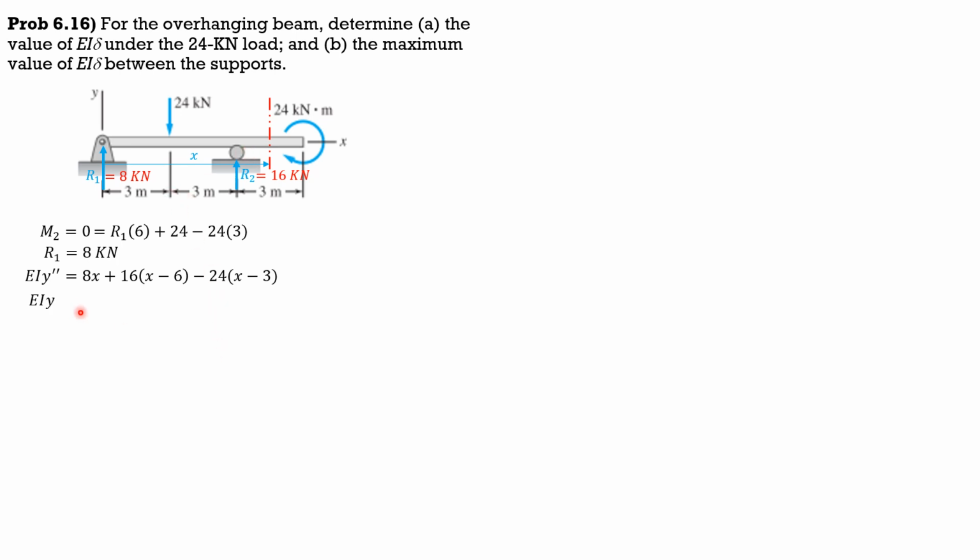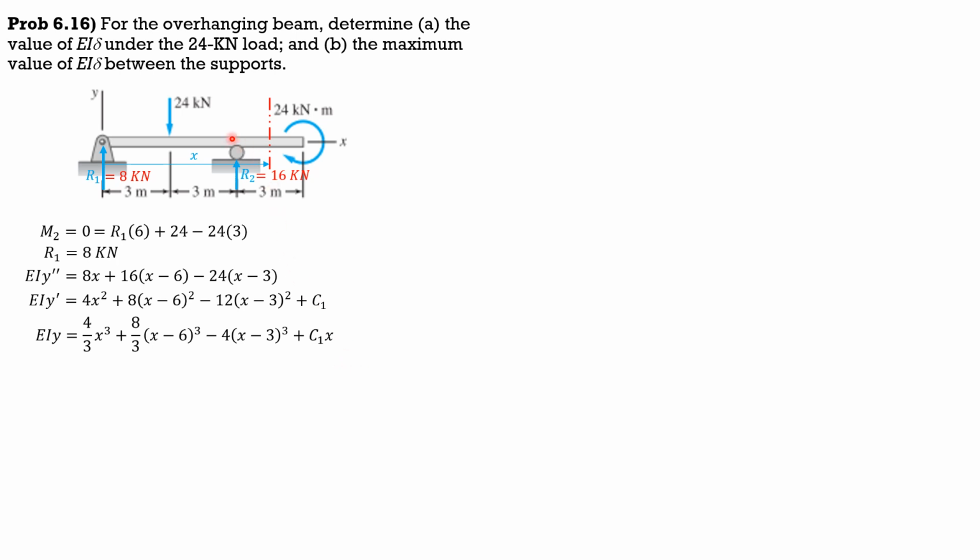Integrating, EI y prime equals 4x squared plus 8 quantity x minus 6 squared minus 12 quantity x minus 3 squared plus c sub 1. There is c sub 1 again. There's slope here, but there is no c sub 2. Integrating again, EI y equals 4 thirds x cubed plus 8 thirds quantity x minus 6 cubed minus 4 quantity x minus 3 cubed plus c sub 1 x. There's no c sub 2.